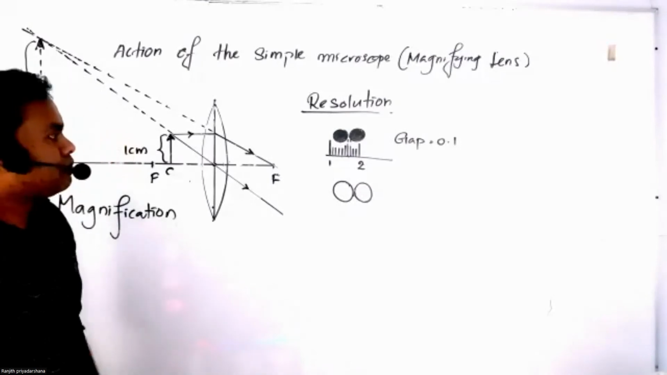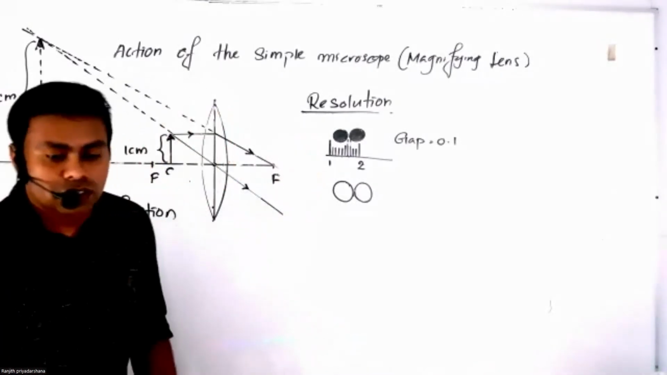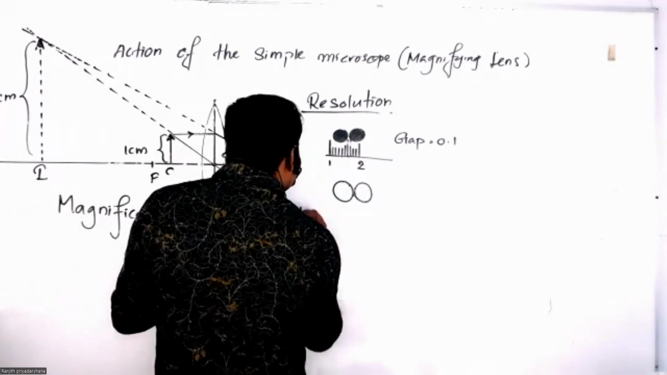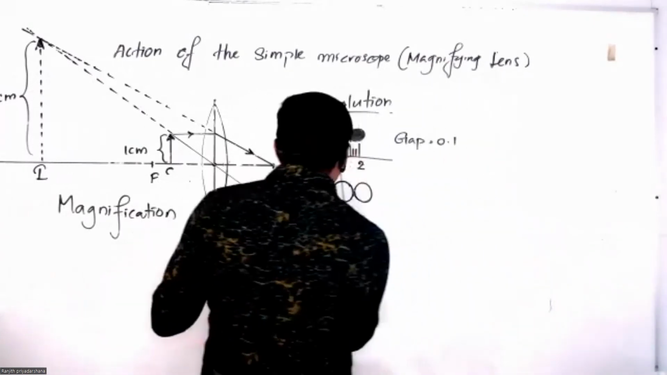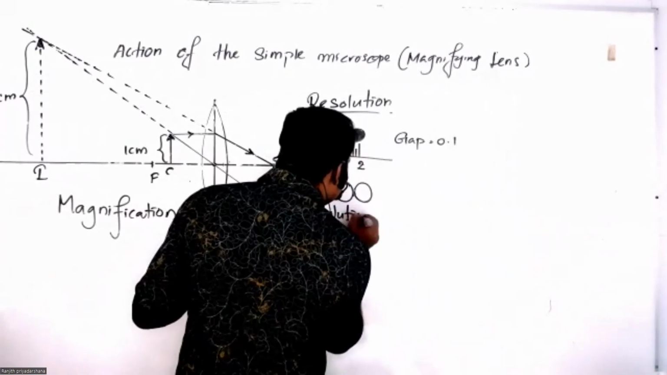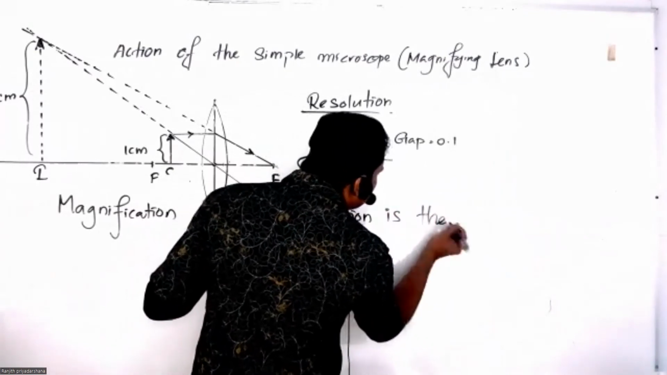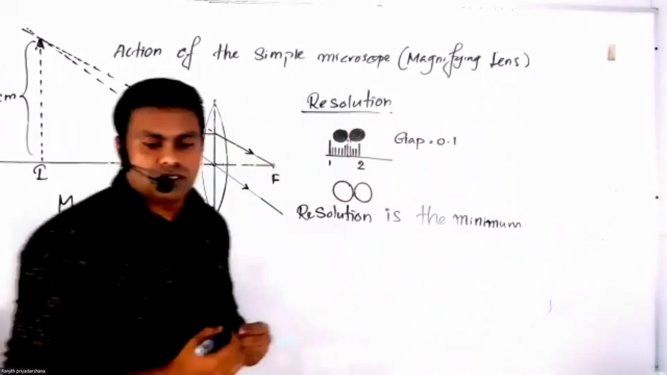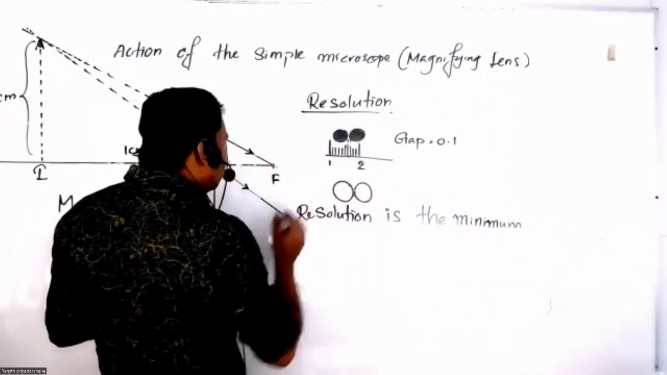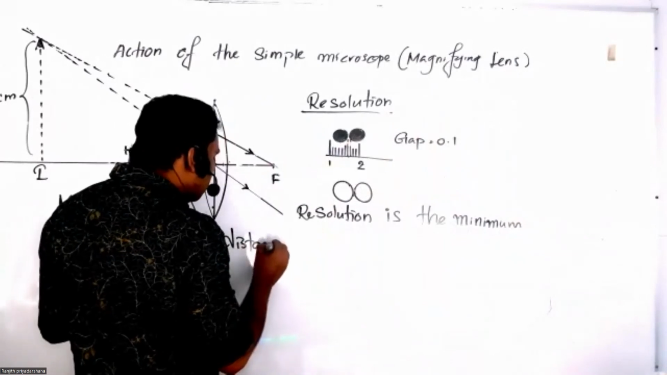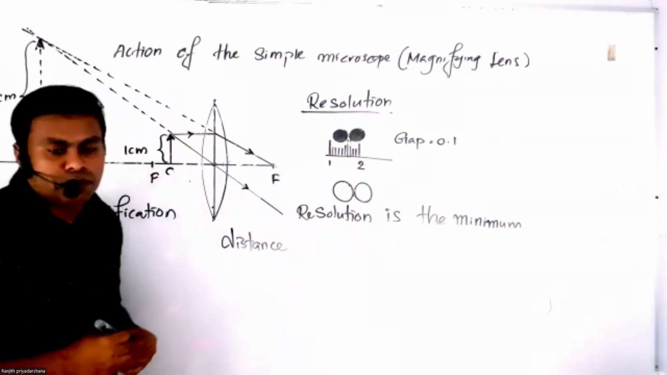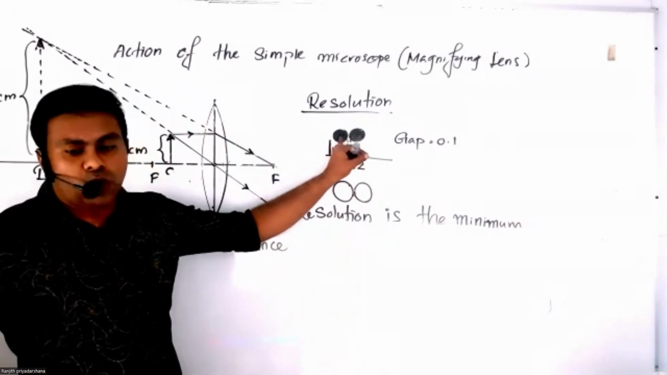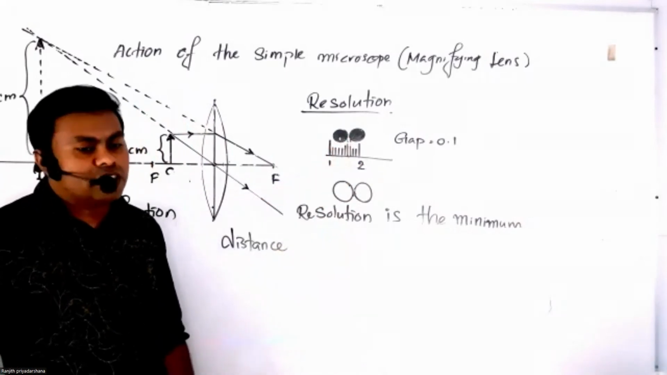Okay, next day let's practice that. Now just take down what is known to be the resolution. Resolution is the minimum distance, the minimum gap or the minimum distance between objects, by which two points must be separated.